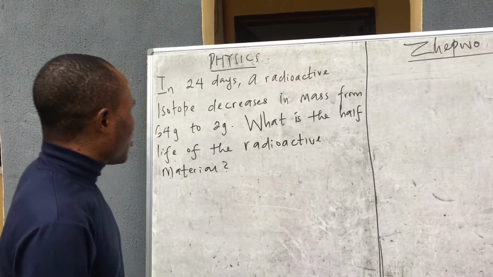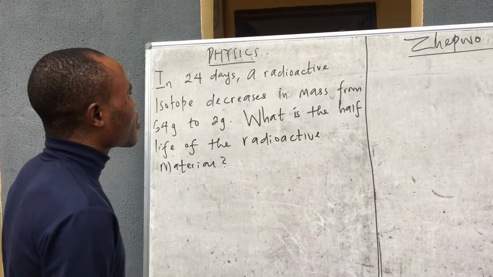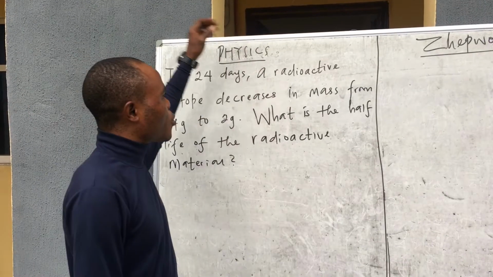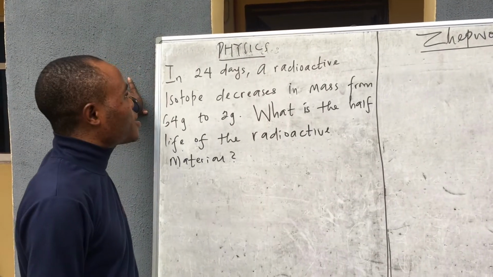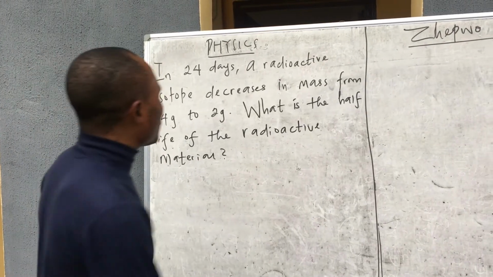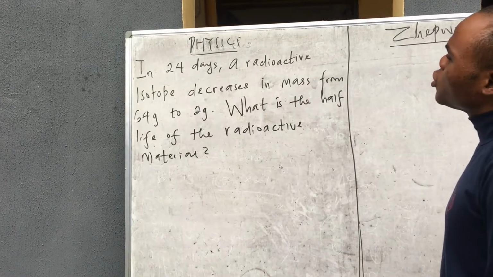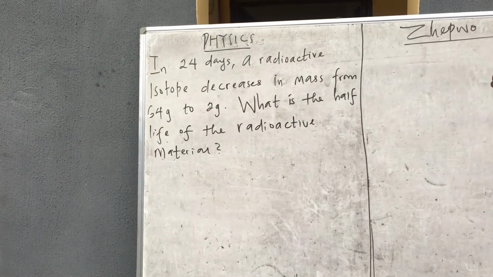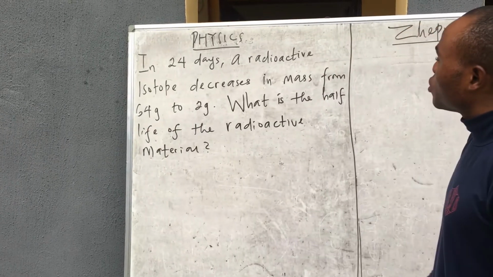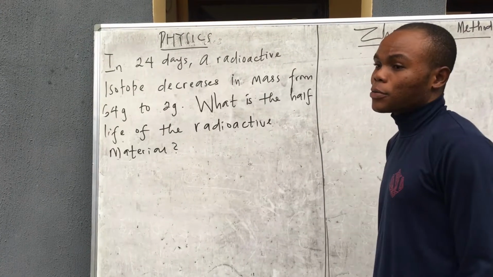All right, this morning we're going to examine a question in physics, and this is a 1994 question. Let's look at the problem. In 24 days, a radioactive isotope decreases in mass from 64 grams to 2 grams. What is the half-life of the radioactive material?